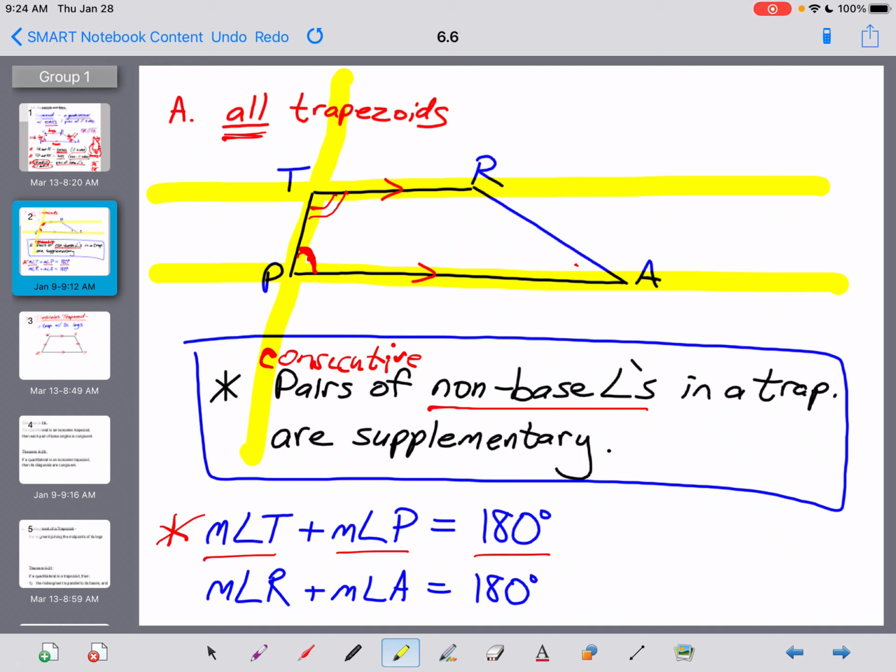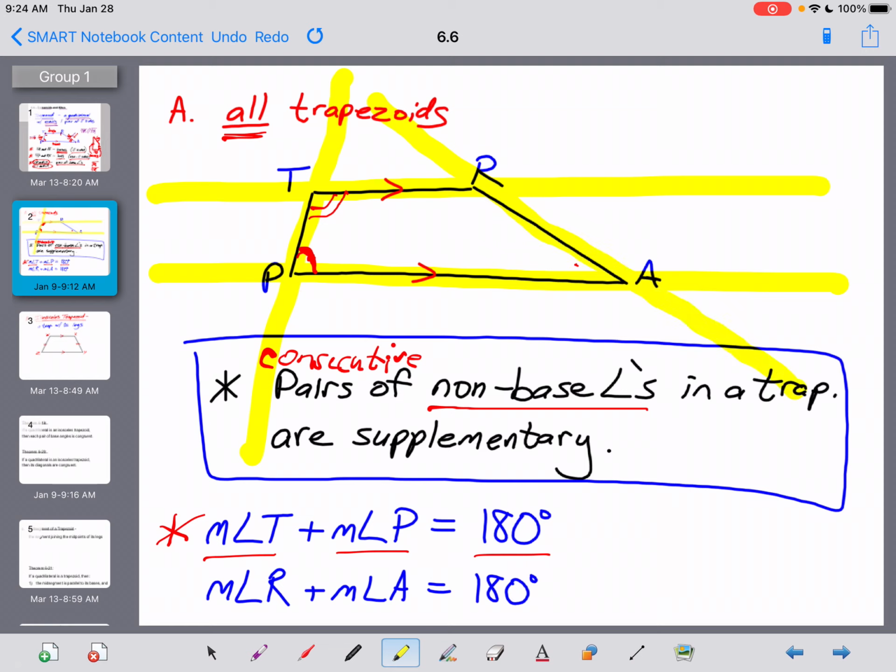And we learned a theorem way back in chapter 3, which we probably did in September, you guys, that already told us that when you have parallel lines cut by a transversal, your consecutive interior angles are going to be supplementary. So, we already had a theorem that explains that. The exact same thing happens here, you guys.